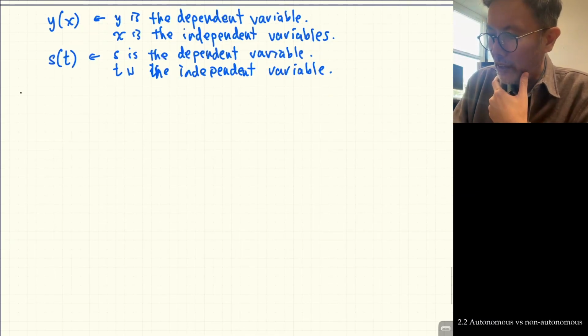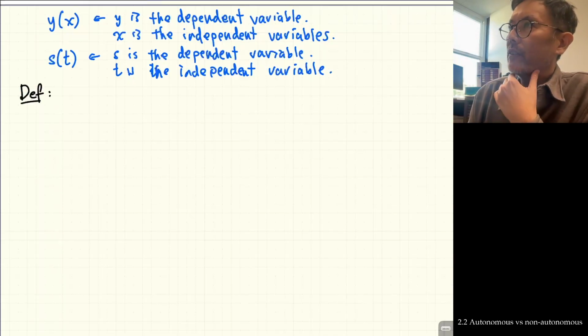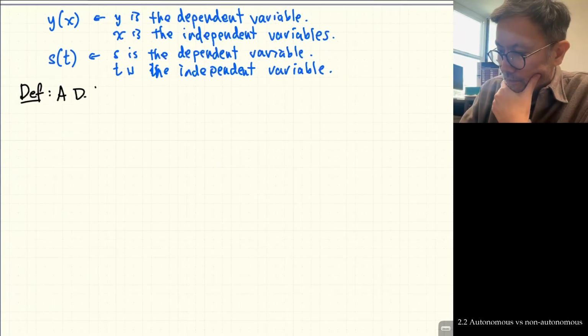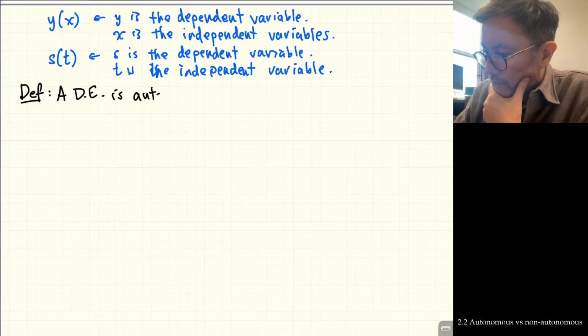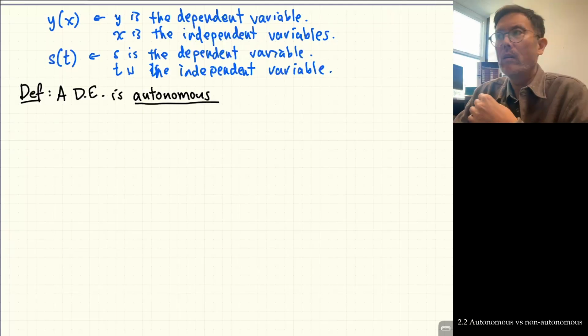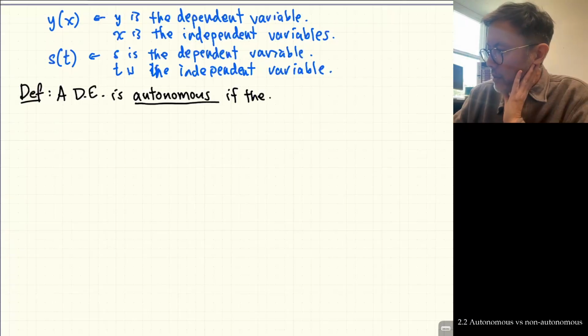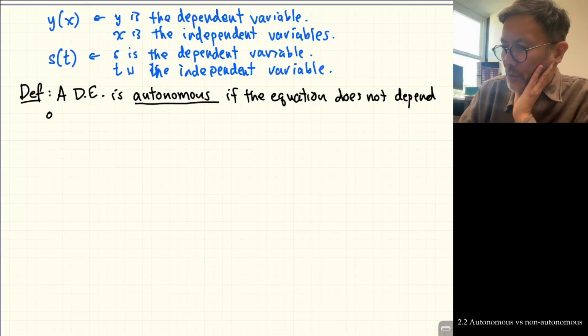And we can make the following definition then for differential equations, and I'll give examples after giving the definition. A differential equation is said to be autonomous. So I'm defining the notion of autonomous. If the equation does not depend on the independent variable.